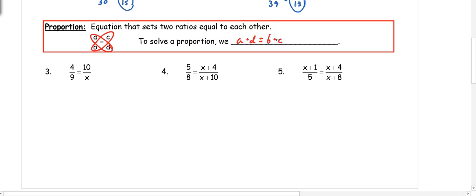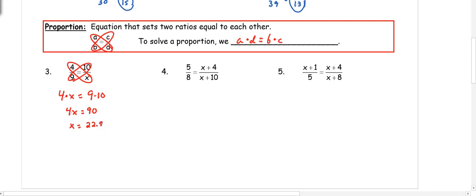So in number 3, when I go to cross multiply, I have 4 times x equals 9 times 10. So we get 4x equals 90. We can divide by 4, and we get that x is 22.5.